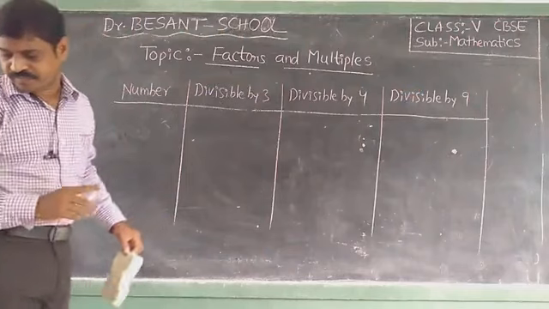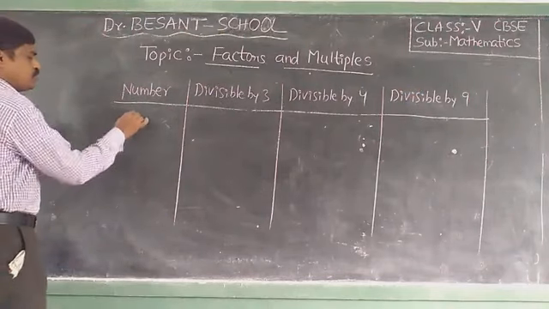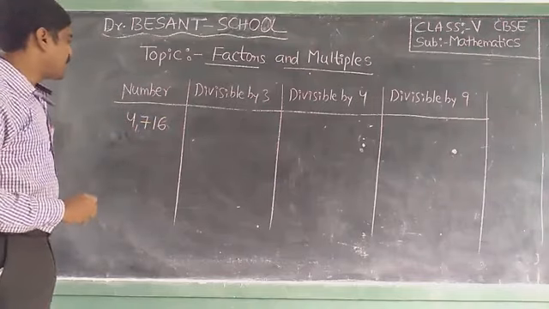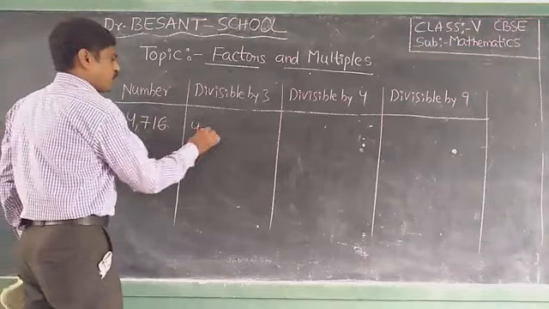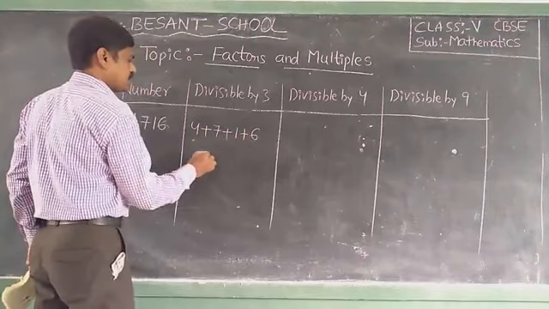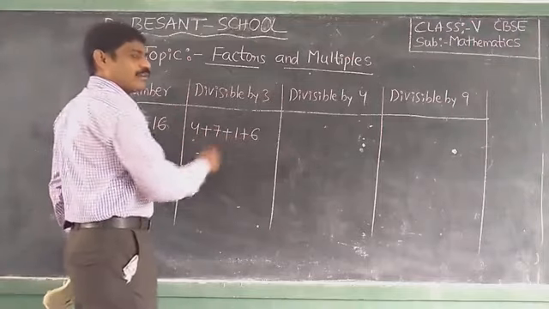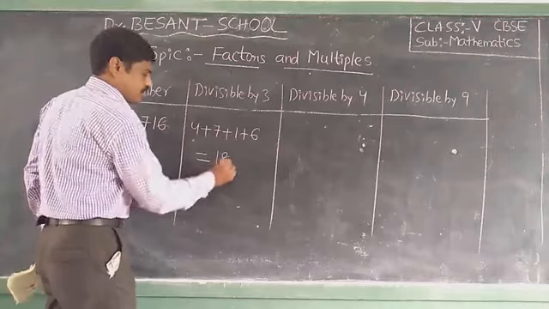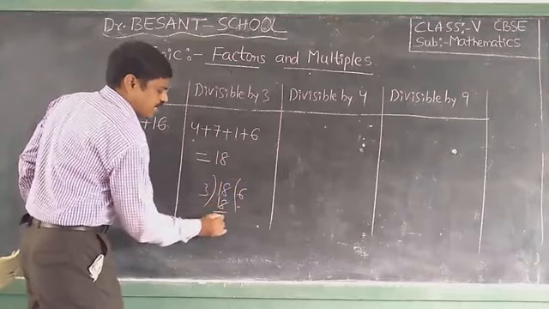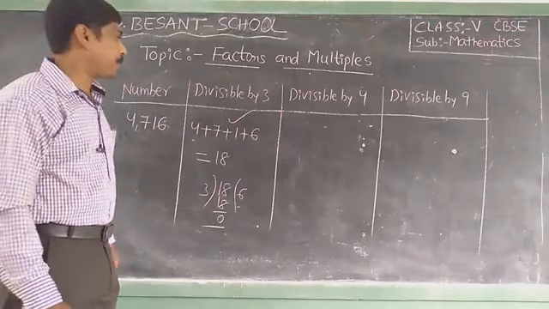Next, 4716. Is 4716 divisible by 3? That means 4 plus 7 plus 1 plus 6. 4 plus 7 is 11, 11 plus 1 is 12, 12 plus 6 is 18. 3 sixes are 18, the remainder is 0. Yes, it is divisible by 3.